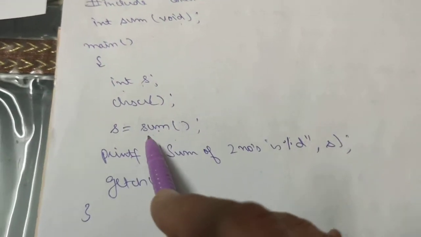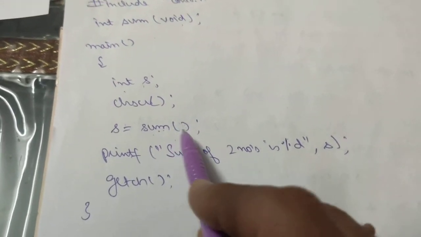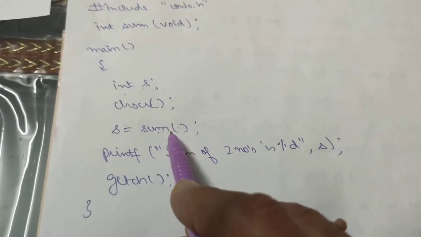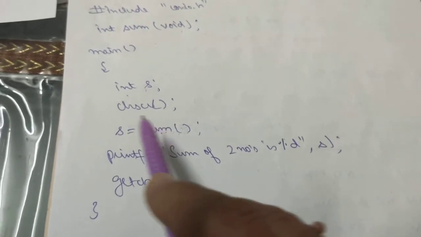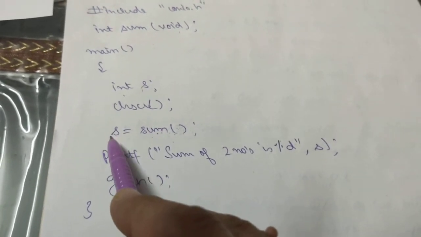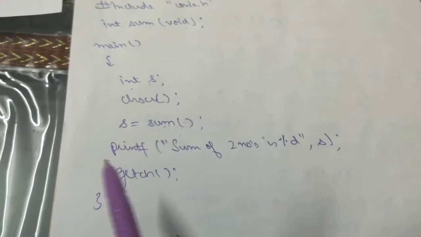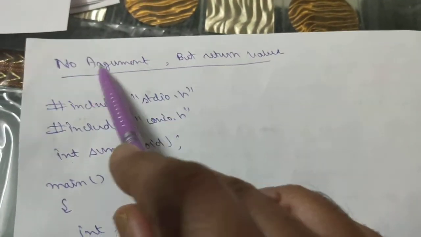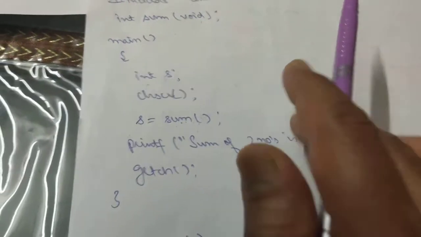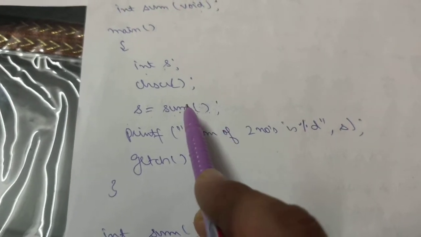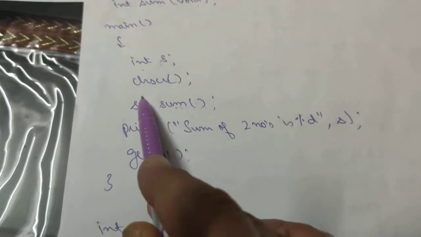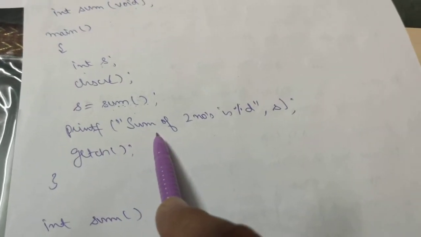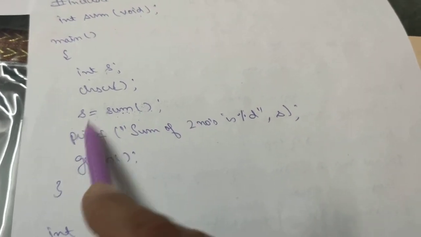So you see that I called the function sum here with empty brackets. That means that we have not passed any value from main to the function sum. Now what is this? This is a variable that is used to collect the result that will be passed by function sum back to the main. Here it is no argument but return value. So we have not passed any argument, but a value will be returned by sum, which will be collected here in the variable s. Finally, we print the result of whatever the function has returned here.